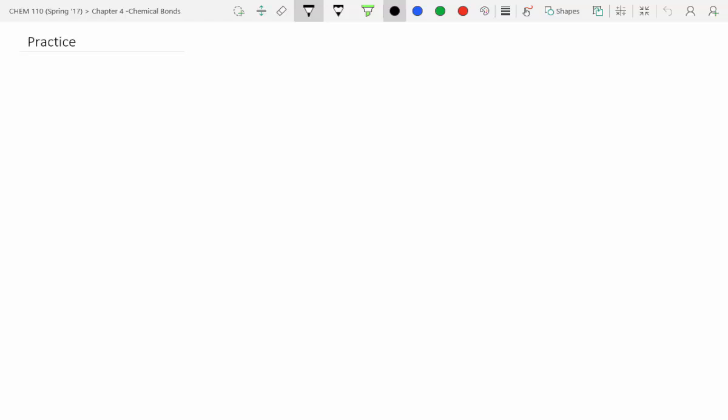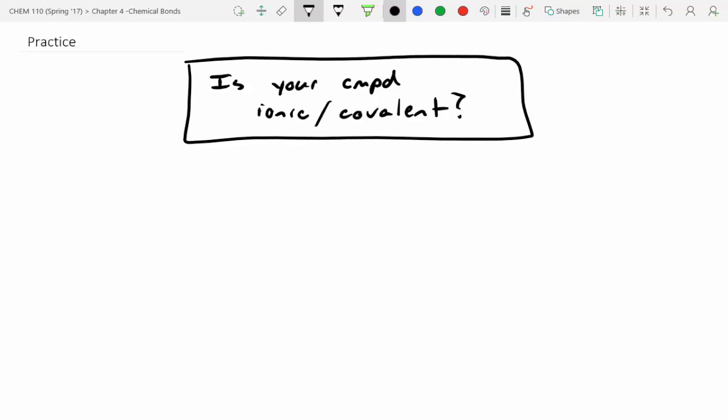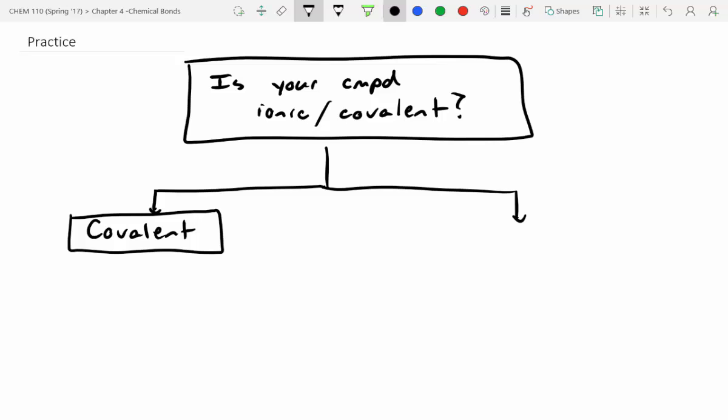So the flow chart. Is your compound ionic or covalent? Okay, not too bad. And then we're going to break this up. We'll say covalent. And what's the way we can tell if a compound's covalent? Yeah, by electronegativity. The other thing we said is covalent bonds are usually between nonmetals, right?